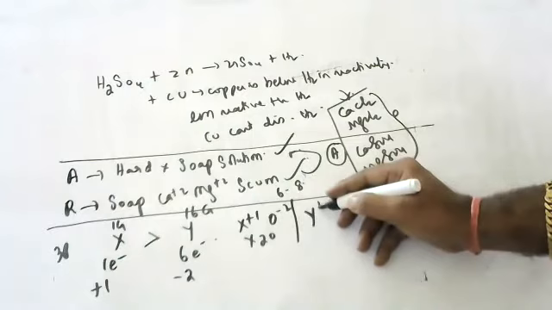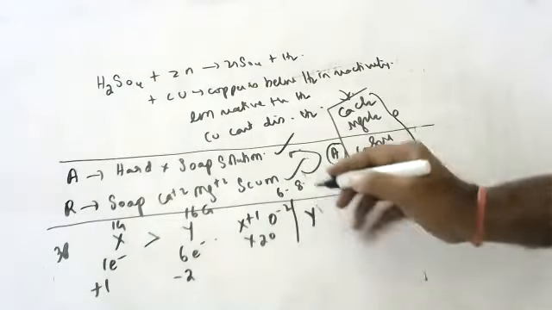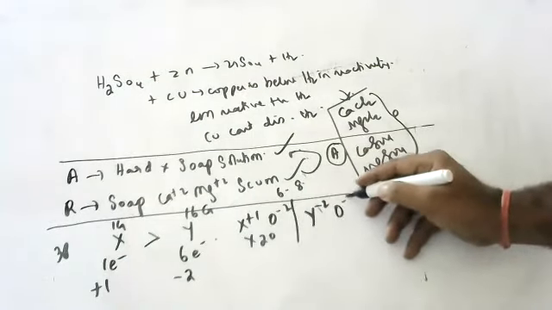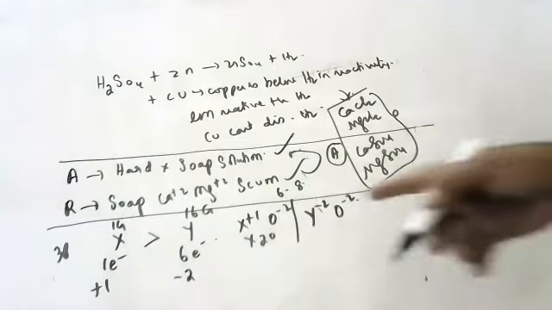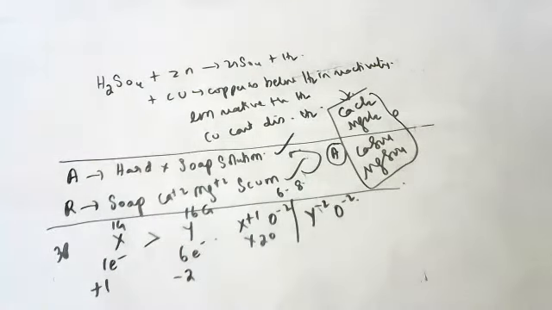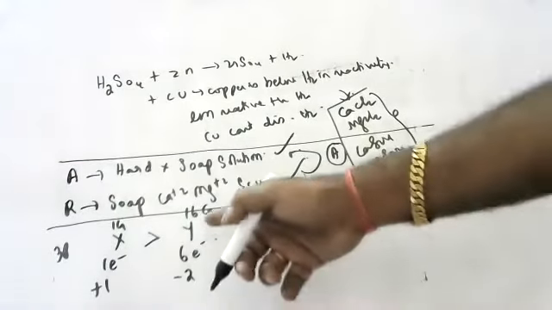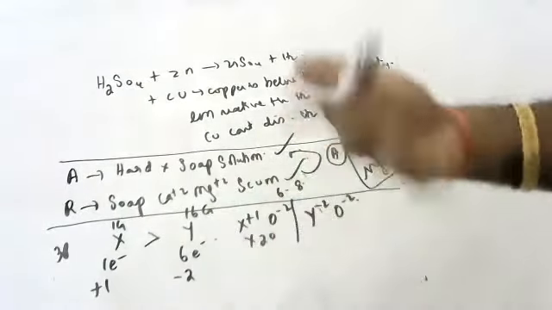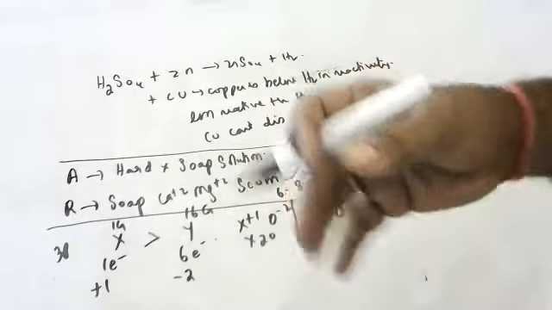Y is -2, O is -2. Normally, children, this would be oxygen with oxygen. Both are oxygens only, children, because the 16th group is oxygen only. But how to write it, sir?